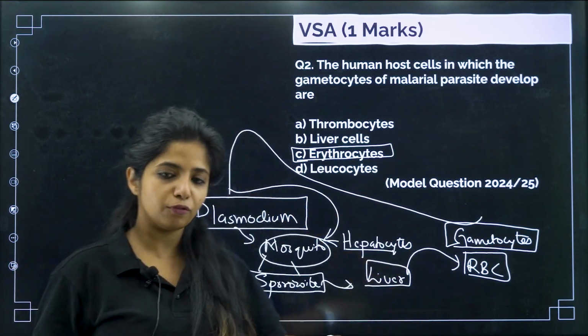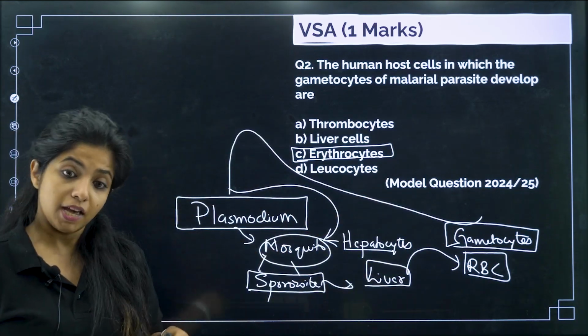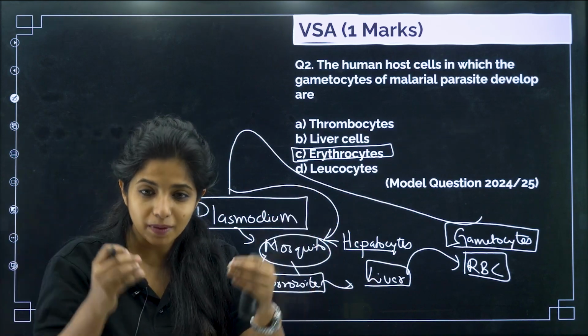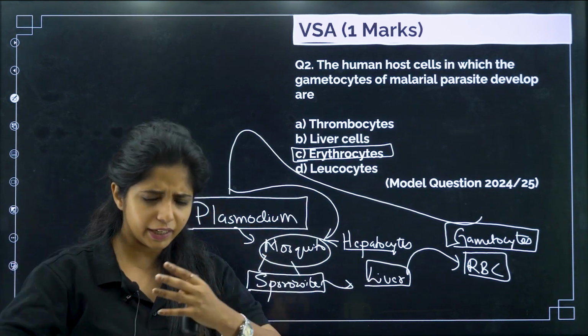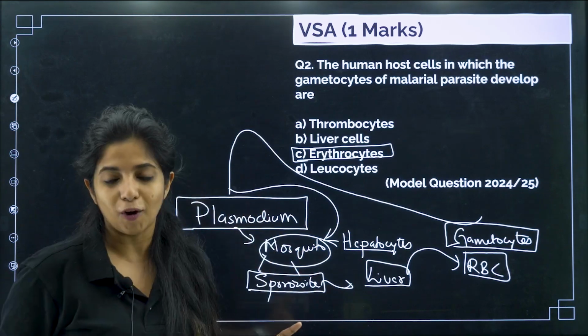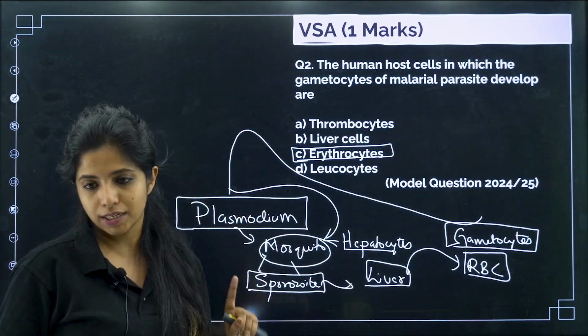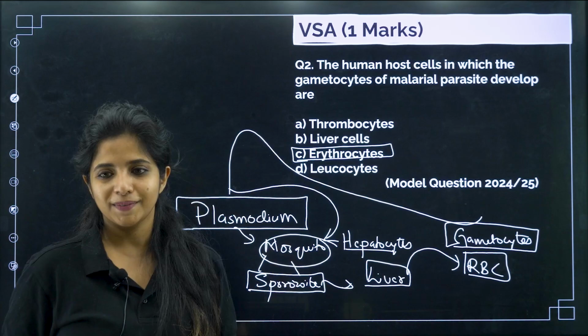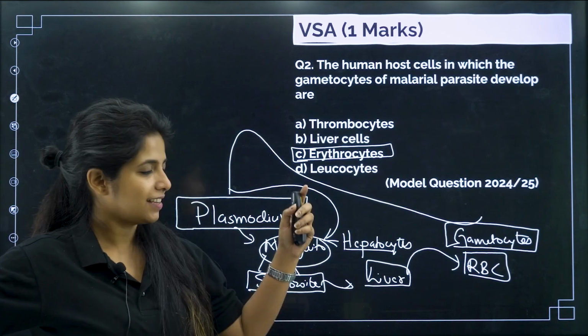The gametes will be formed only once it enters the mosquito's body. Inside the mosquito's gut, they will be forming gametes. The gametes fuse and later form certain things. There are so many stages. At the end, you have sporozoite being formed. And this sporozoite is given back to us. It goes to the liver and infects it. Works? Okay. Chalo, next question.